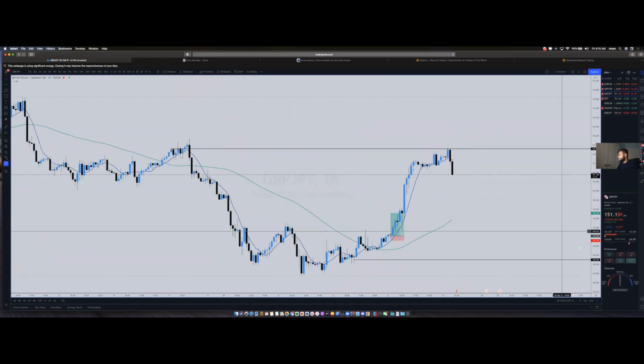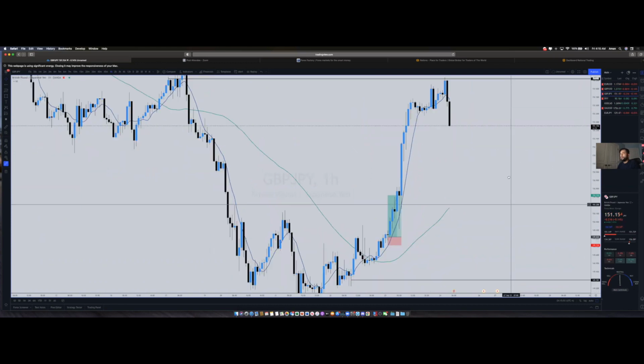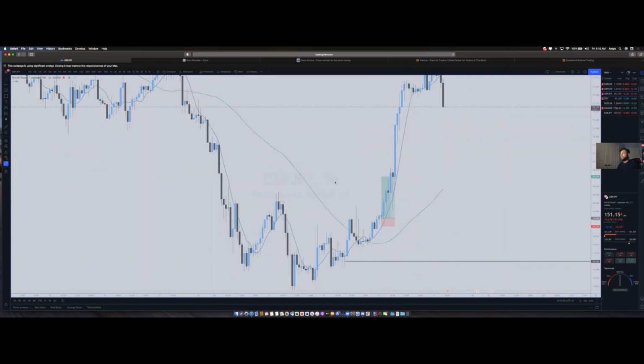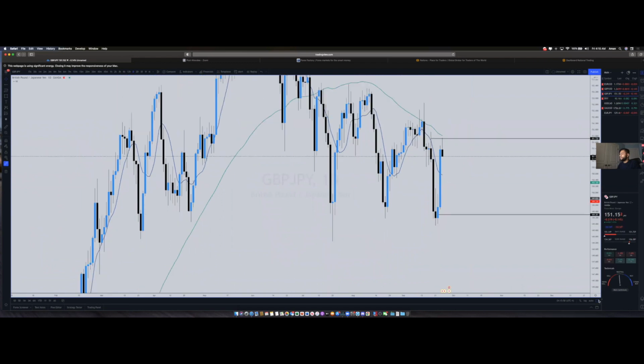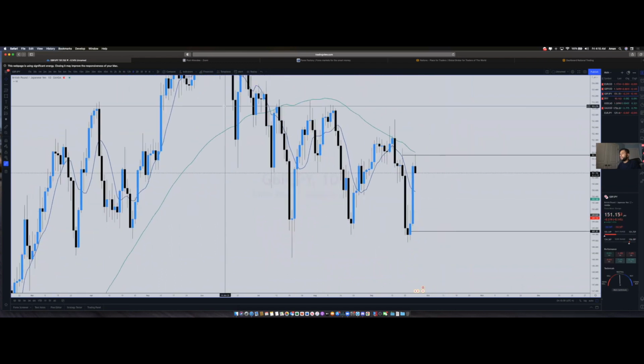GBPJPY. Okay, so this one was very, very, very clean. So let me start off with the daily on this one. All right, so GJ on the daily, boom, 65 moving average is respected. We're trading beneath it. We just wick it, but we close beneath it. So constant lower lows, lower highs were being formed. This is based on the candle closures. And I had seen that, okay, we're in a bear trend.